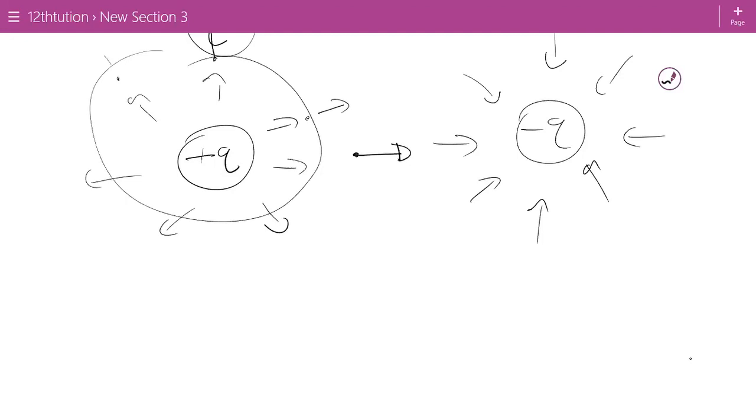So at least you should know the direction of electric field and the formula of electric field due to a point charge, which is KQ by R square. These two things are very important here.